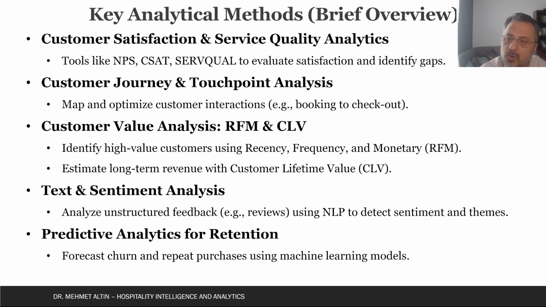Next, customer journey and touchpoint analysis. This helps visualize customers' path from booking to checkout, allowing businesses to identify and optimize critical interactions for a seamless experience. These are examples from a hotel, but in a restaurant it's the same: from reservation to check-in, to going to the table, to the food and the interaction with the waitress.